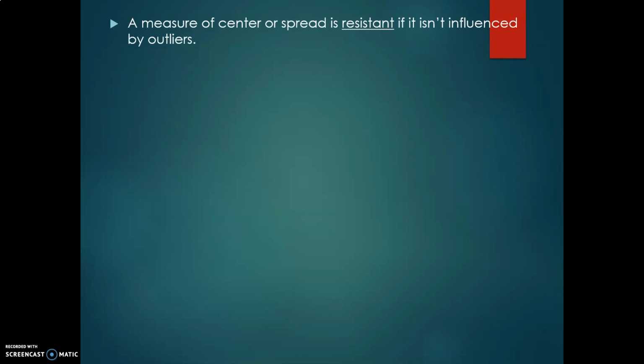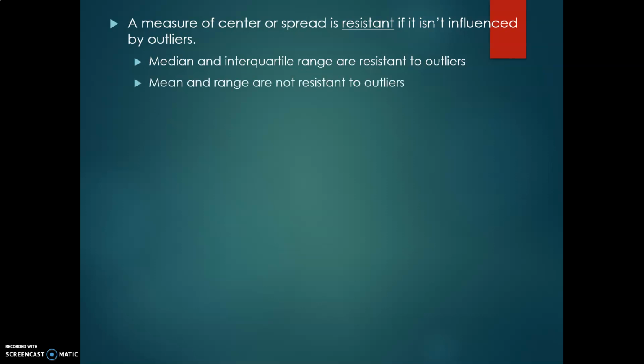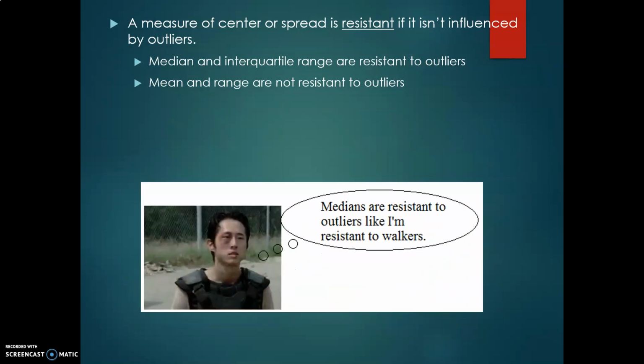One of the things that we talk about is whether a measure of center or spread is resistant or not resistant. It is resistant if it isn't influenced by outliers. The two that aren't influenced by outliers are the median and the interquartile range. They're resistant to outliers. Whereas our mean and our range are not resistant to outliers, because outliers will have a very large impact on those numbers.